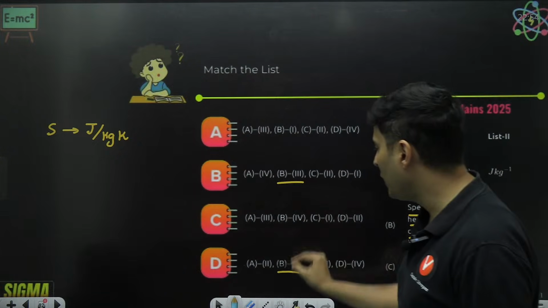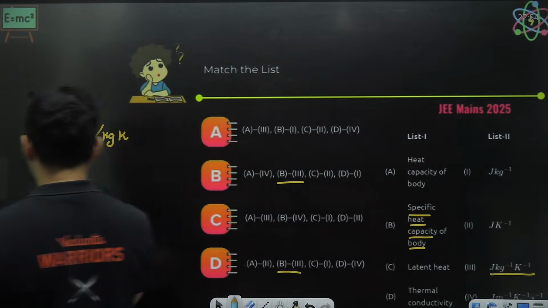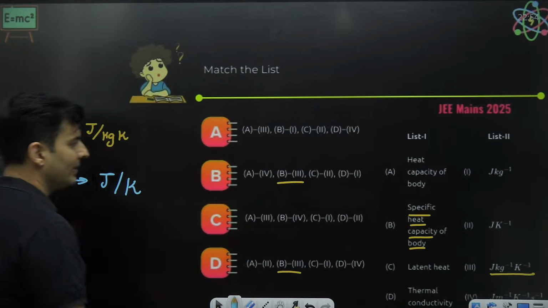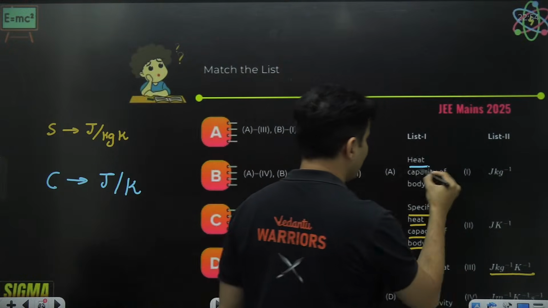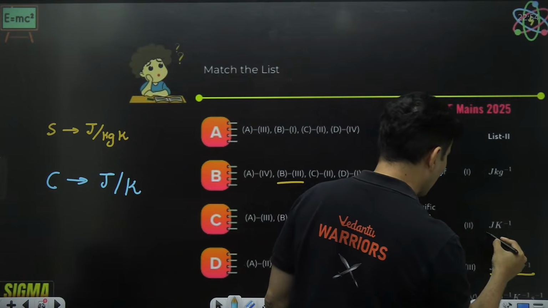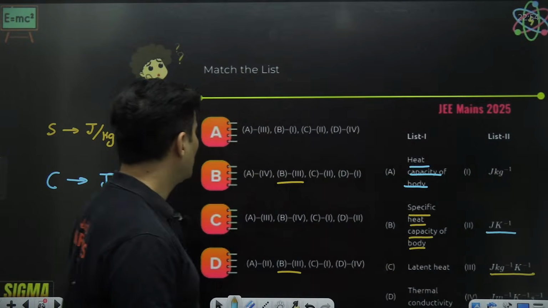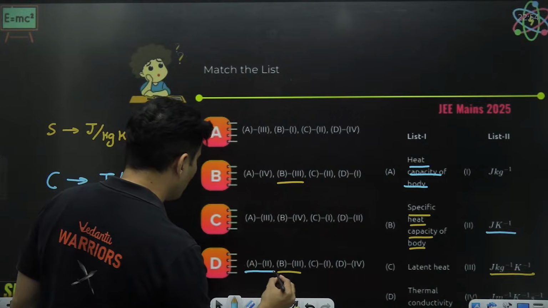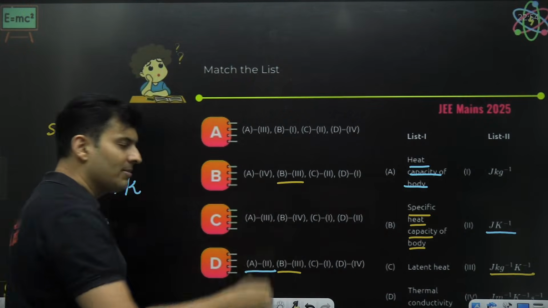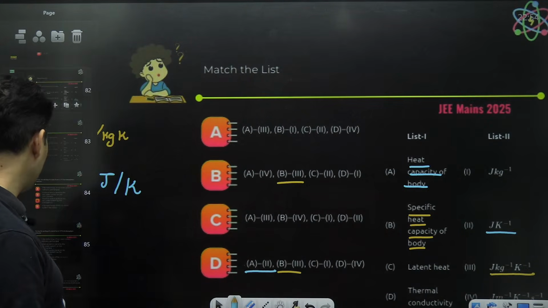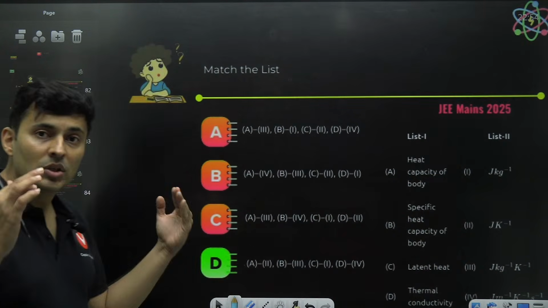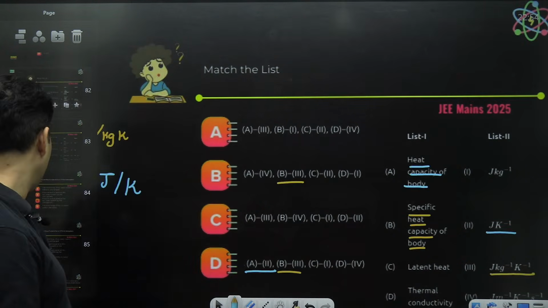Now look for A option, which is just heat capacity. That is how many joules are required per Kelvin. So A is going with 2. I don't even have to waste time checking for C and D. The correct option will be obviously D option. Got it? That is how smartly you should work in the real examination.